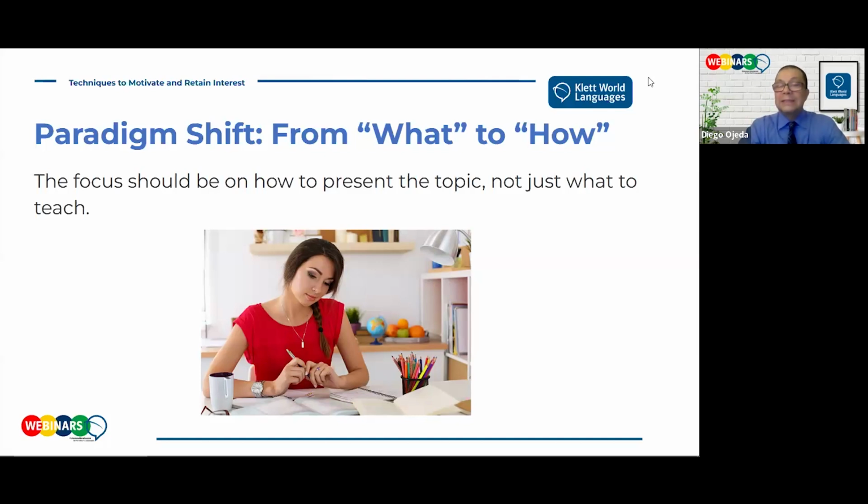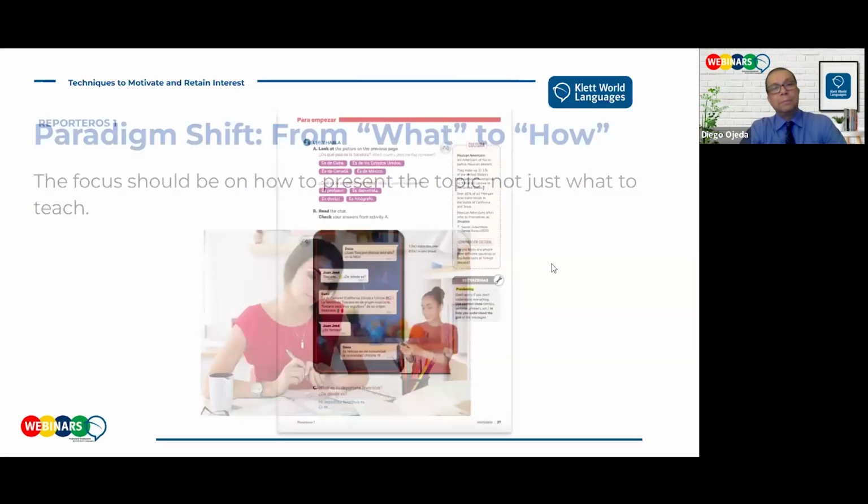The most important thing is the how. How are we going to present the topic? How are we going to engage the students? How are we going to bring context to the particular topic so later on we can maybe look at the grammar, but not from the beginning. So the how is the most important thing.